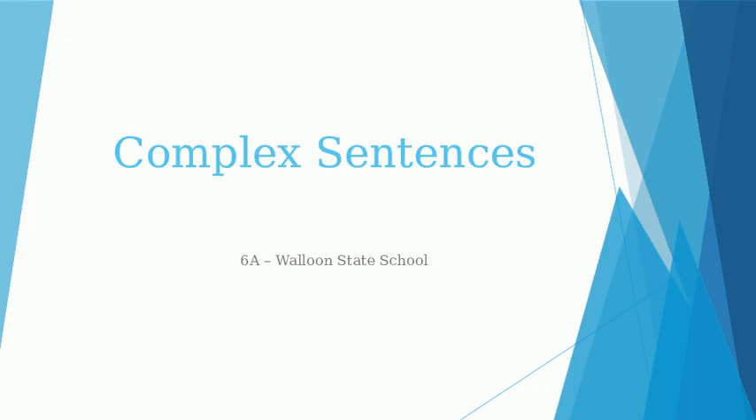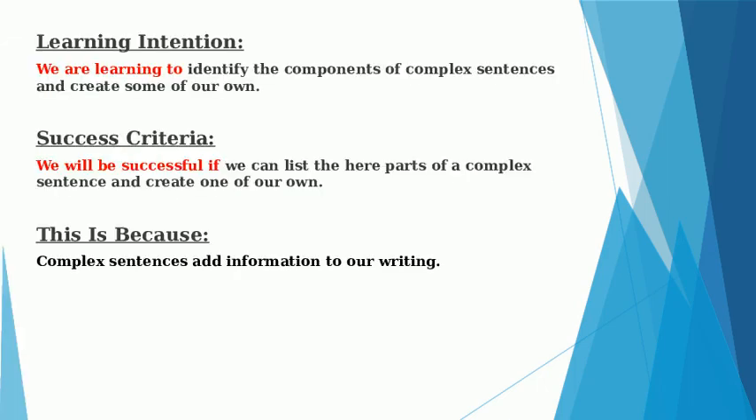Now let's think back to what our learning intention was. We are learning to identify the components of a complex sentence. Did we do that? Yes. And did we create some of our own? Yes. We've completed our learning intention. Our success criteria. Are we successful? We will be successful if we can list 3 parts of a complex sentence. Did we do that? Only you can answer that at the moment. And did we create one of our own? If you've done that, you are successful today.